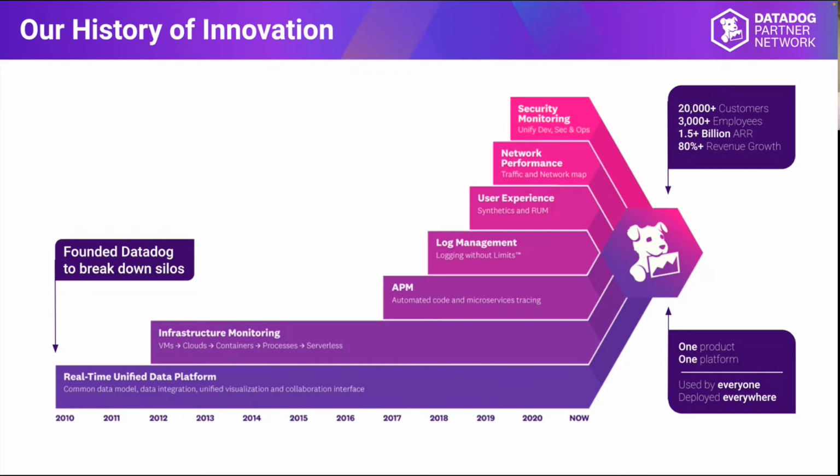As of year 2022, more than 20,000 customers are using Datadog. We have more than 3,000 employees all around the world and continue to show strong revenue growth every quarter and year. As you can see from the picture, we have improved and added various products. However, you don't have to worry about learning or managing the new platform. One of the great things about Datadog is that Datadog keeps every feature in one product and in one platform.